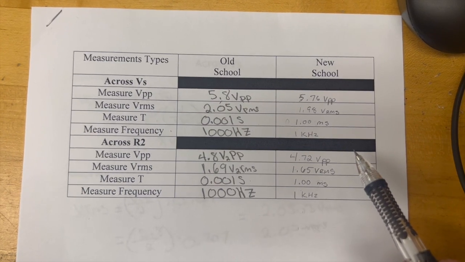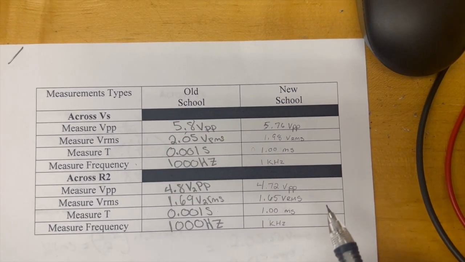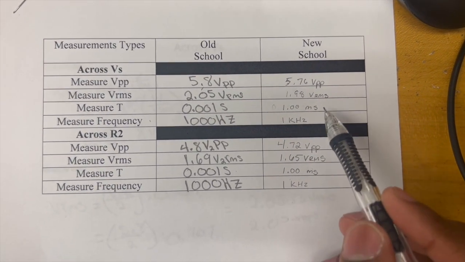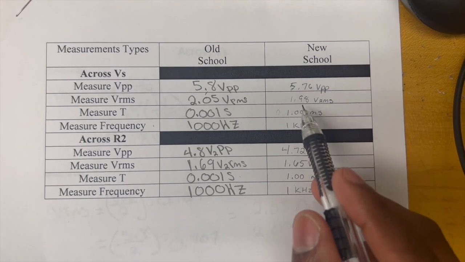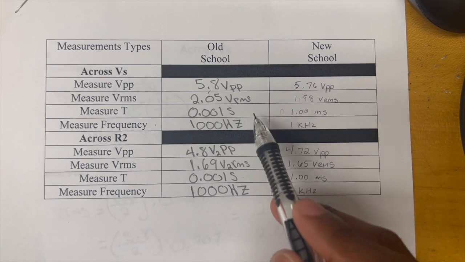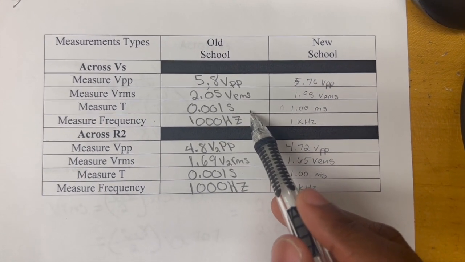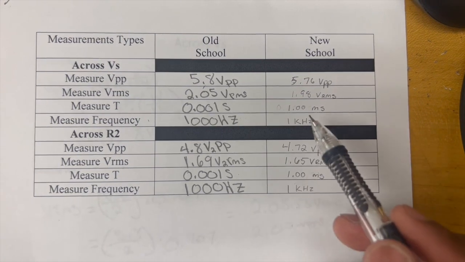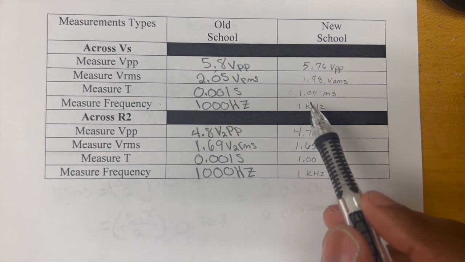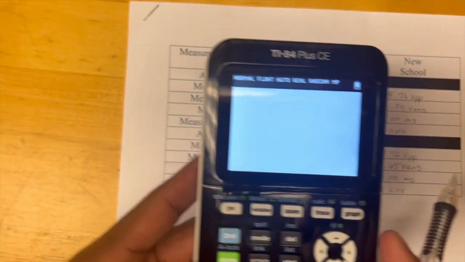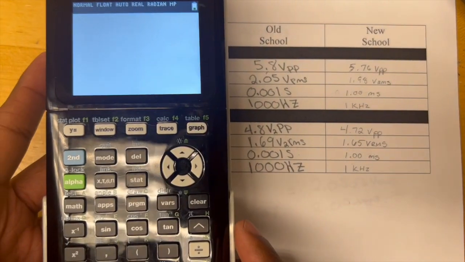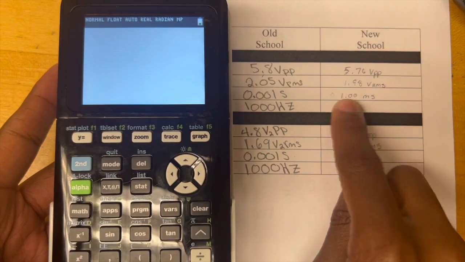So now, gathering our results and our data from looking at the oscilloscope, we're going to take a look at our time and frequency for resistor and voltage source and resistor. They're in engineering notation, and it's noted that the measurements for the old school are in standard notation. We're just going to clarify and verify that these are the same measurements as these. And we're going to do so by going to our calculator, and we're going to take a look at our time measurement first for voltage source 1.